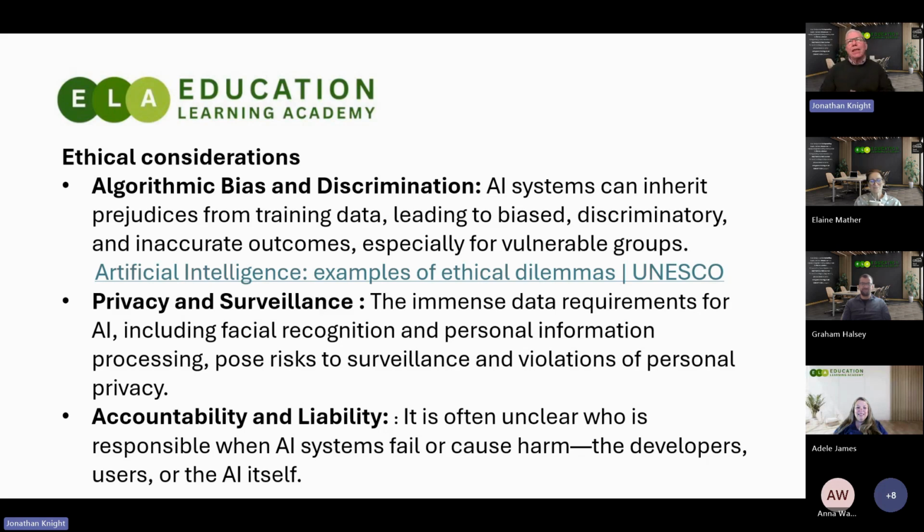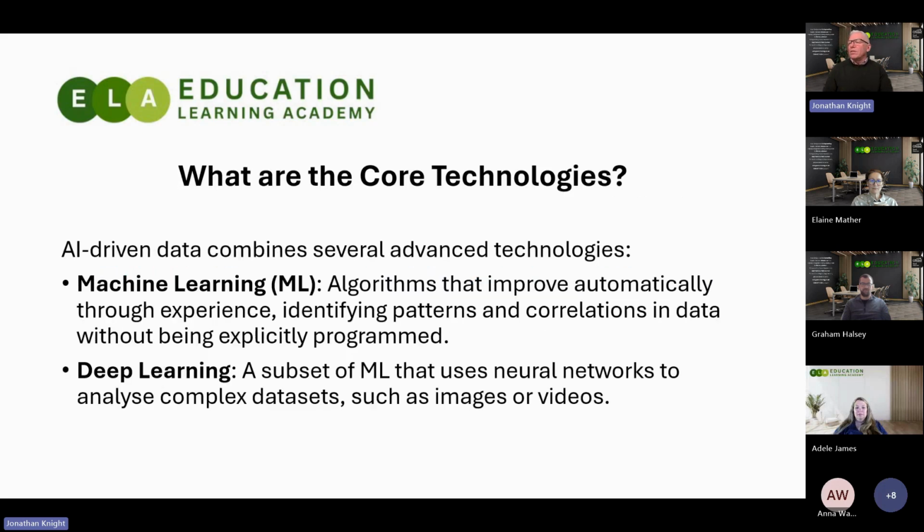Accountability and liability. That's another one. If an AI makes a mistake, whose fault is it? Is it the person that engineered the prompt? Is it the AI? Is it the people that developed the AI? It's quite a consideration to take on board, really.